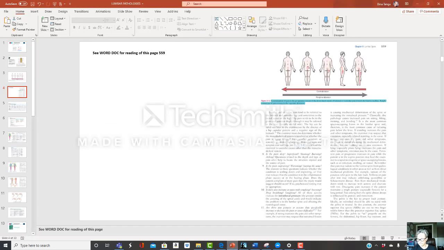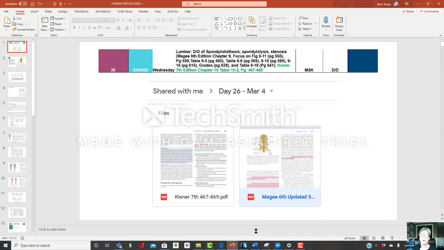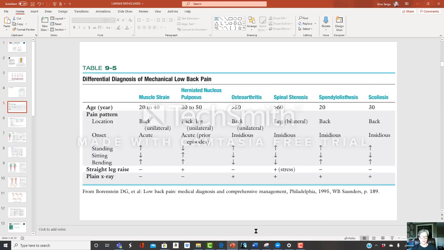Okay, so that was the reading of what was on 559, which is good information. I just think you probably wanted us to focus on figure 9.12. Okay, so the next thing on the list is table 9.5, page 560. So this is talking about differential diagnosis of mechanical low back pain.